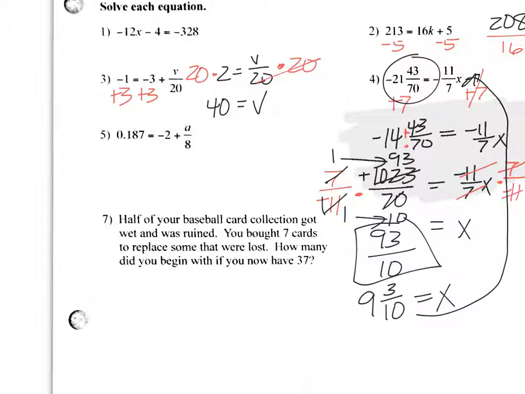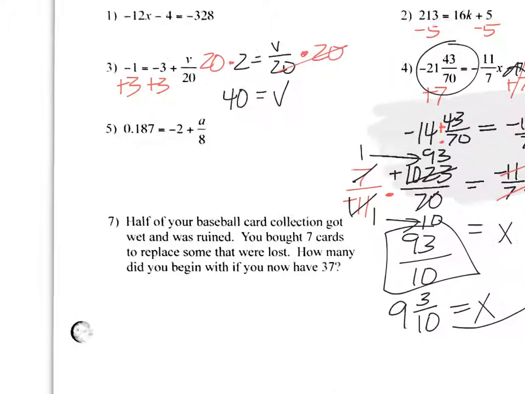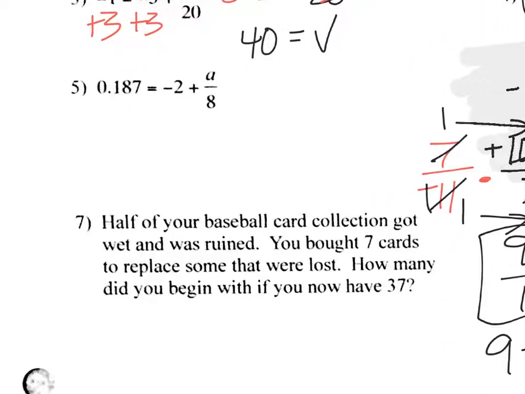Alright, what about problem number 5? So I'm going to expand this a little bit. Okay, problem number 5, same thing. We just have a mix here of different things. We have a decimal. It's okay. Remember, we just got through saying if that's a negative, the opposite would be add. So that gives me 2.187 equals a over 8.